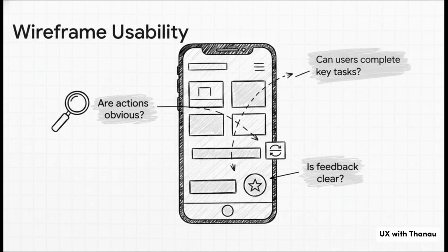So here's your simple checklist for that wireframe test. Can people actually do what they came here to do? Is it super obvious where they should click next? Do they have any idea what the system is doing? If you can answer yes to all of these, you are on the right track.